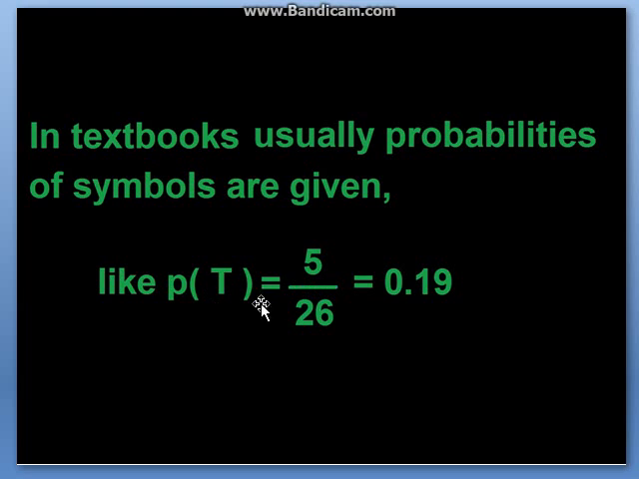That is the difference. In textbooks usually probabilities of symbols are given, like T appeared 5 times in entire text, so probability is 5 by 26, 0.19. And in textbooks they used to write from left to right instead of going from bottom to top. So their probabilities will be arranged, and a tree is formed from left to right side.